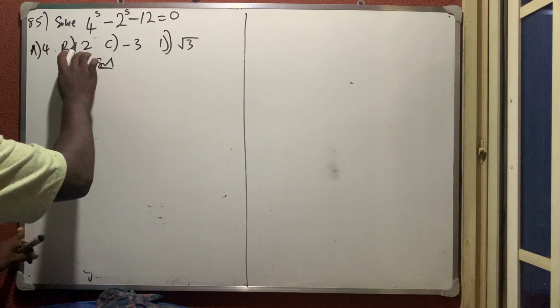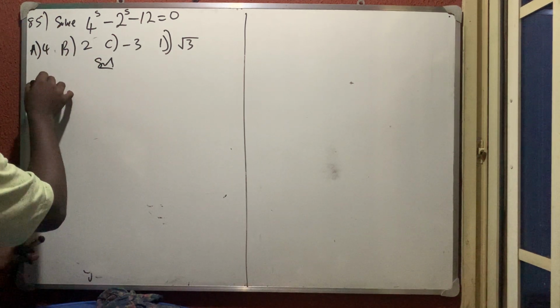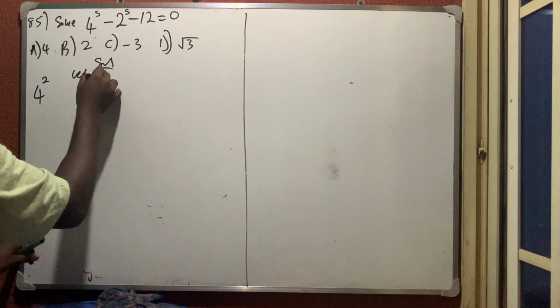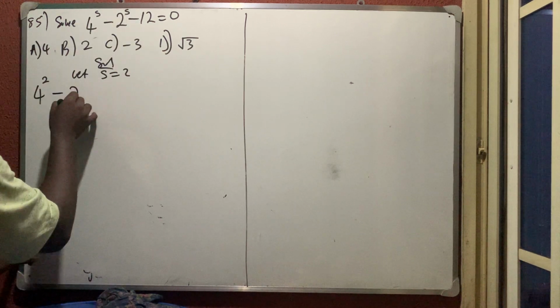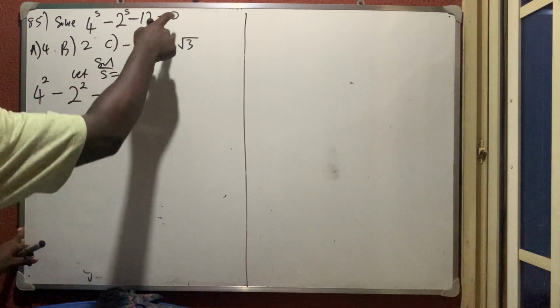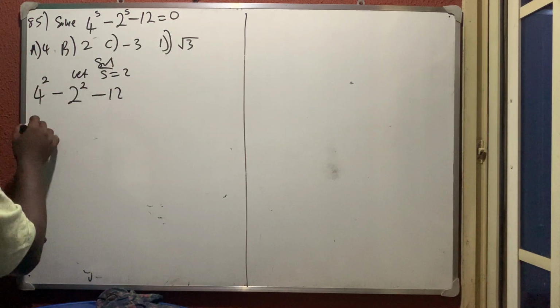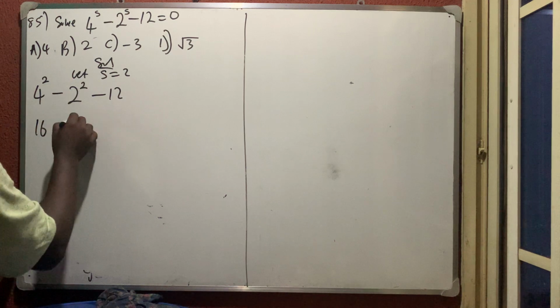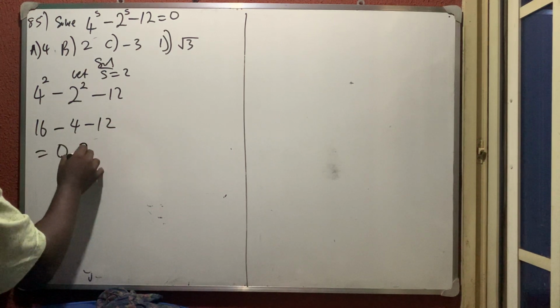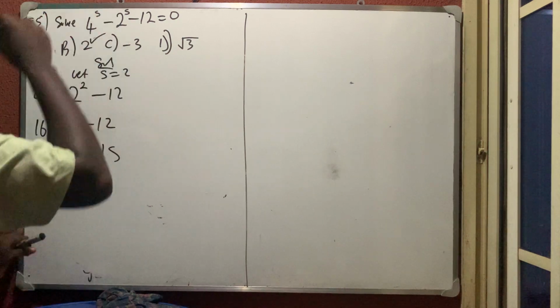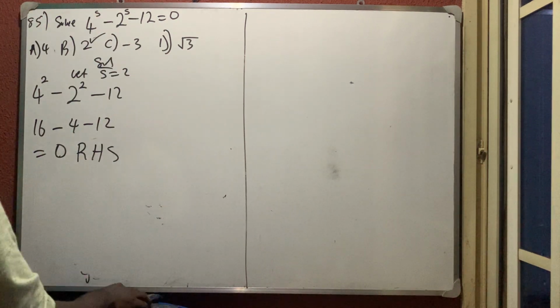Let me start with 2. So 4 raised to power 2, let s be equal to 2. So anywhere you see s, put 2. 4 raised to power 2 minus 2 raised to power 2 minus 12. Let's check if we get 0. This is 16 minus 4 minus 12, which is giving me 0, the right hand side. So therefore 2 is the correct option. That is the shortcut. Okay, very simple.